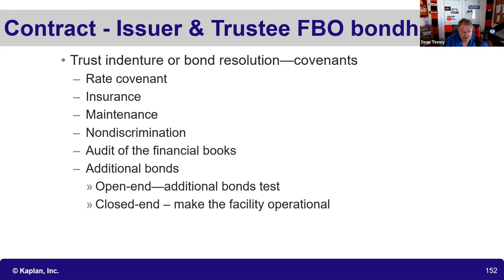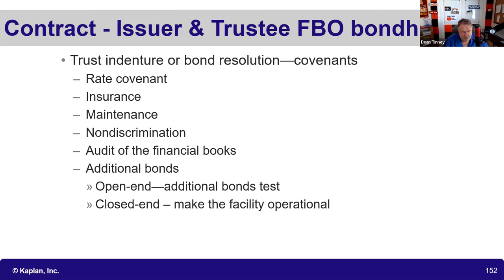Covenant is just the written promises, right? This is a written promise. We agree to insure the facility. These are promises the issuer is making to the bondholders. We promise the bondholders we'll maintain the facility. We tell the bondholders we won't discriminate. We won't give people favorable rates unless it's spelled out in advance in the trust indenture. We might tell bondholders we're going to let senior citizens have a discriminatory rate in their favor. Our students might have a discriminatory rate in their favor. Or employees of the transit district might be able to ride for free. But if we don't spell that out, then you have to pay.